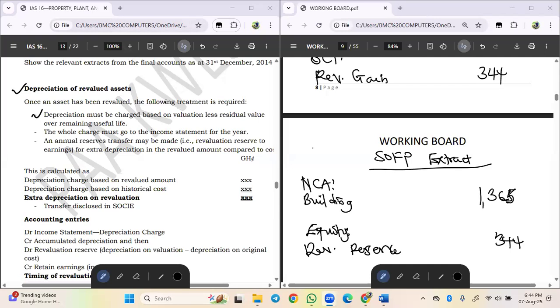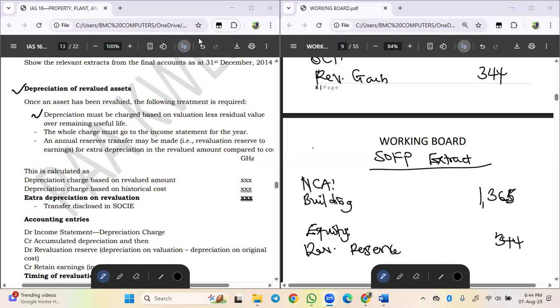So we are saying once revaluation has been done. So the other day we spoke about revaluation. Depreciation must be charged based on valuation. So Monday, I said that when they need to revalue their assets, from the date of revaluation, the depreciation is charged on that revalued amount.